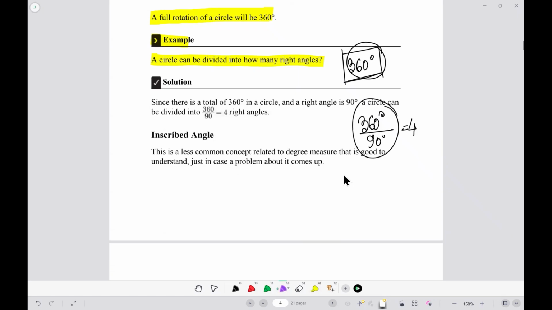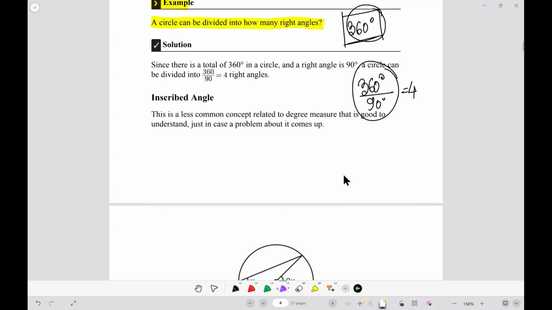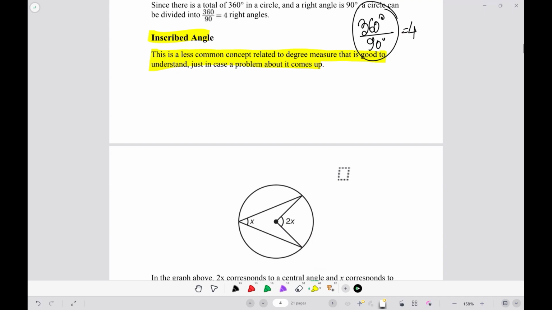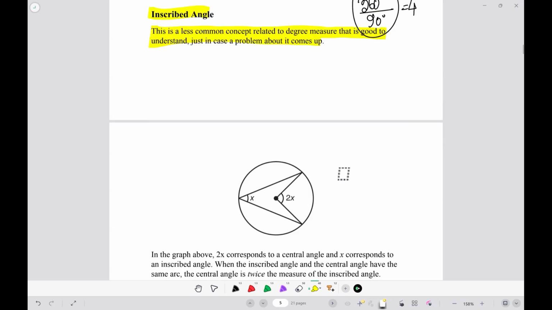So now we are going to talk about the inscribed angle. What is an inscribed angle? The inscribed angle is a less common concept related to degree measure that is good to understand just in case a problem about it comes up. Our primary goal is to understand the definition, what an inscribed angle actually means.